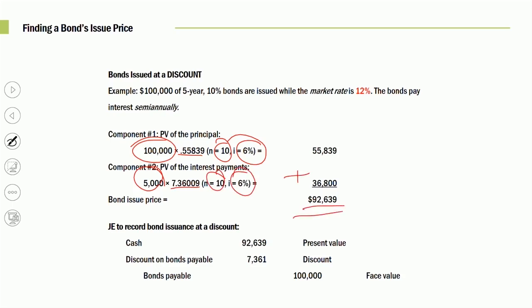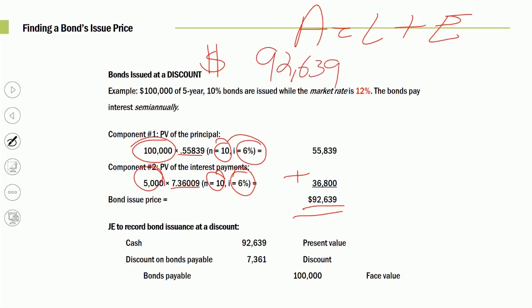The sum of the two, we were anticipating collecting less than $100,000. So we're in the right place. So our balance sheet, how much cash do we actually take in? Our financing inflow, $92,639.